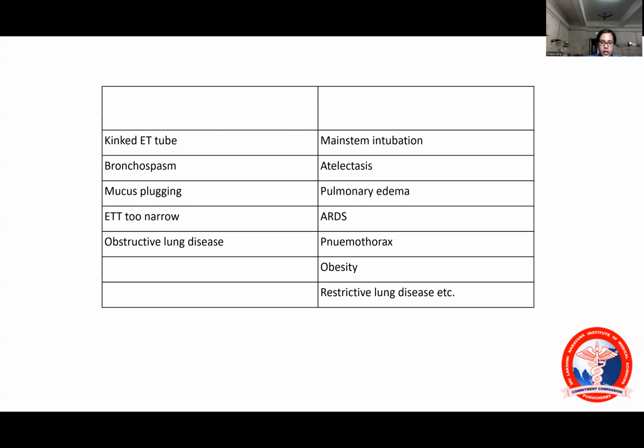So what are the conditions which are going to reduce the compliance? They are nothing but mainstem intubation, atelectasis, pulmonary edema, ARDS, pneumothorax, obesity, restrictive lung diseases. ARDS is one among the restrictive lung diseases. So these are going to reduce the compliance.